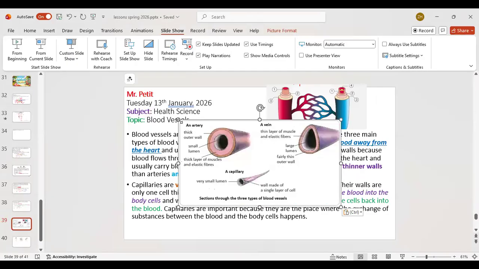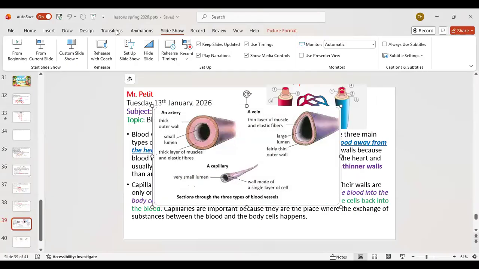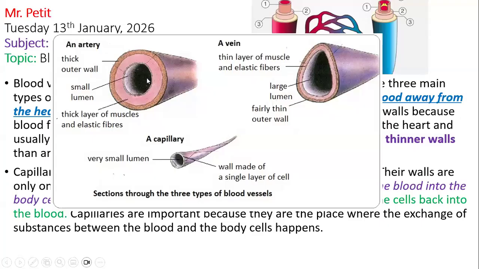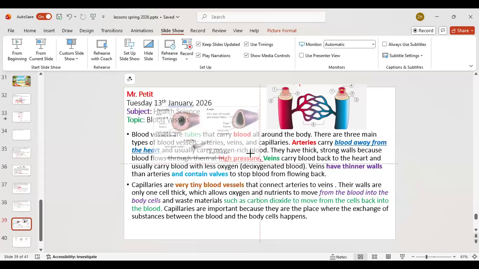So I want to show you all this picture. This is a very good picture that helps you to see the difference clearly. So as you can see, the arteries are very muscular. The veins are thin with a large lumen, and the capillaries are only 1 cell thick. That is very small. This is the difference between the three. Okay, so that's that. So quickly write this down.